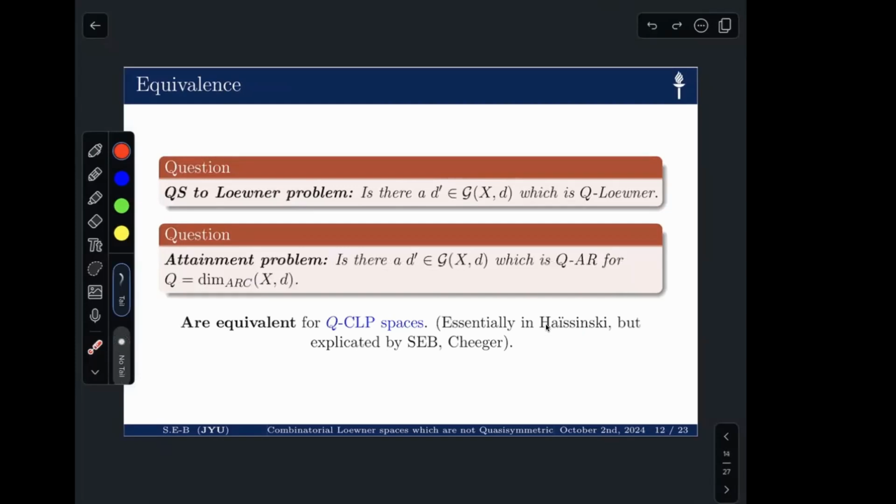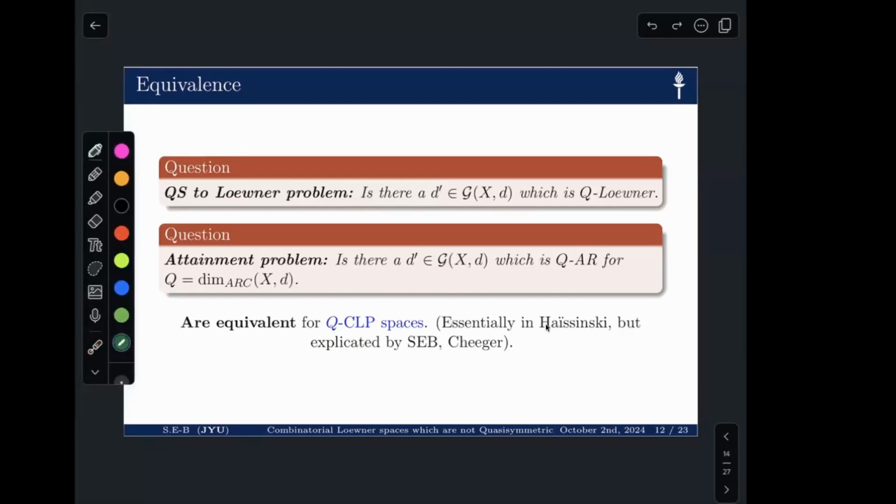The reason is, in short, that when you are Q-alpha regular, the discrete modulus condition involved in the Q-combinatorial Loewner condition is just equivalent to the continuous one. These two notions are comparable, but only if you're at the conformal dimension and you're Q-alpha regular.